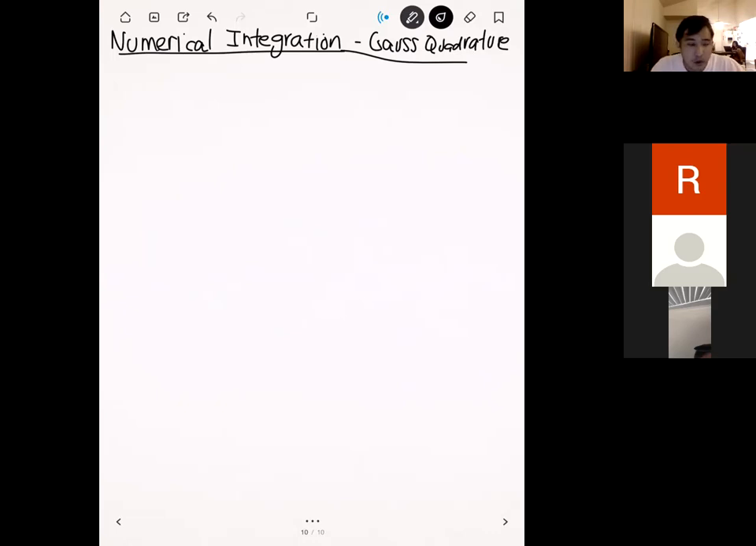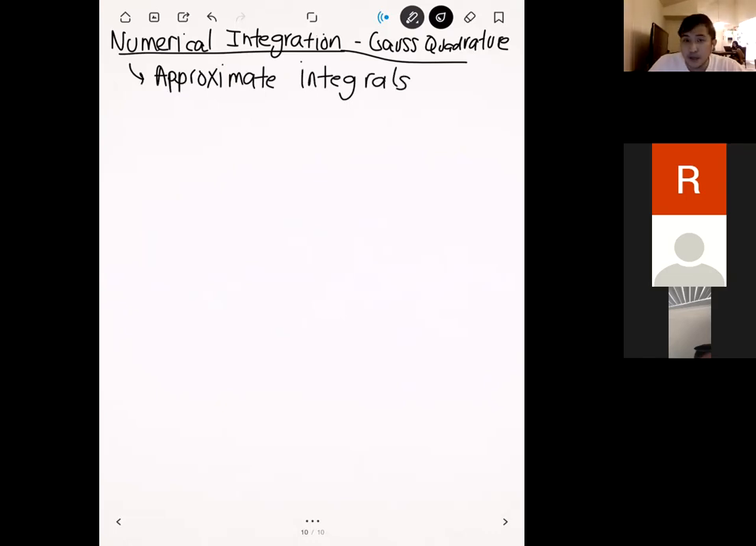The way that we're actually going to do this is to not actually perform any integration, or in other words, we're not going to perform any antiderivatives. What we're going to do instead is approximate integrals.